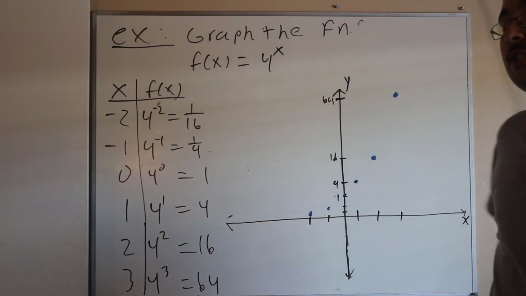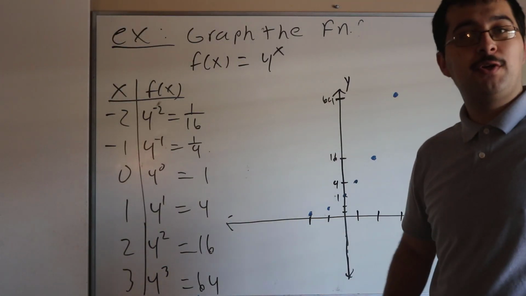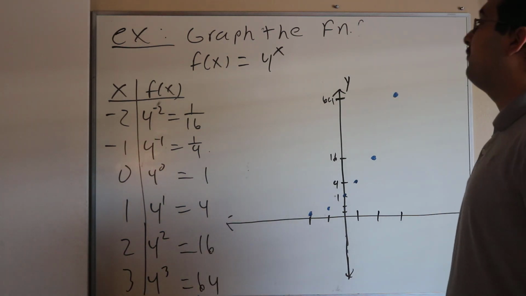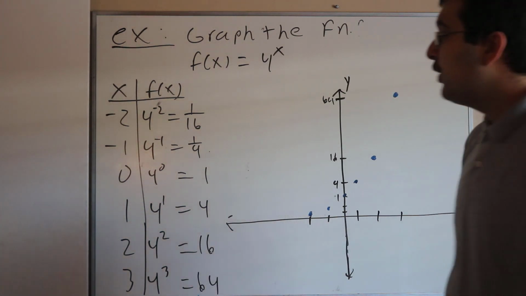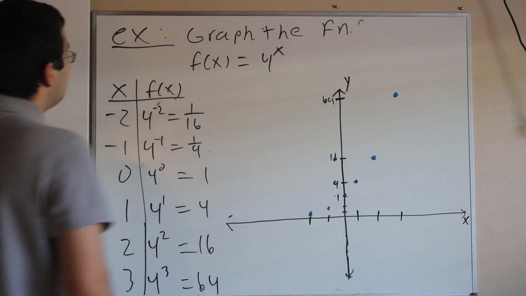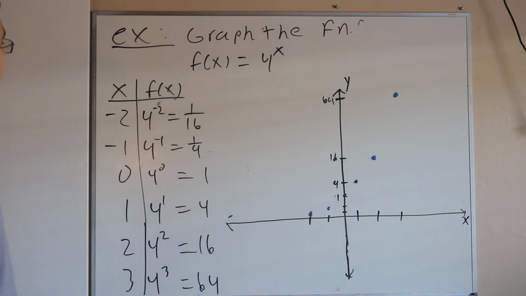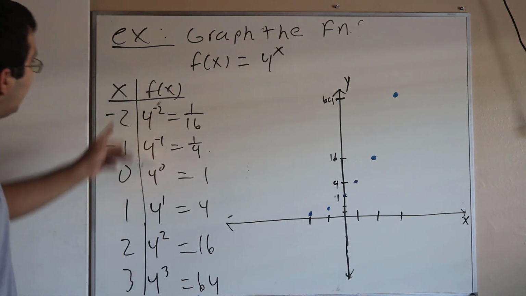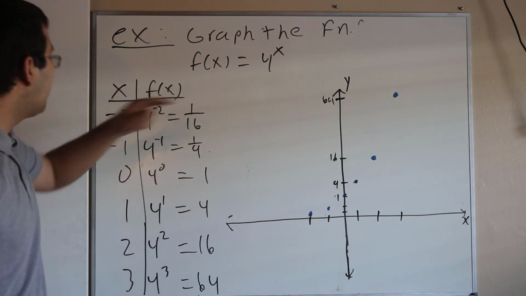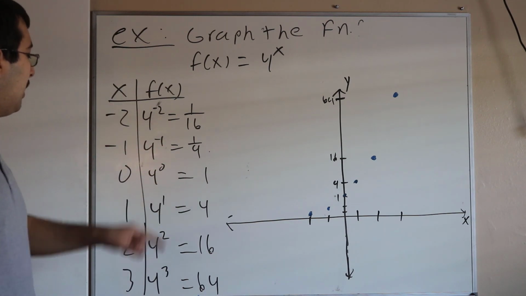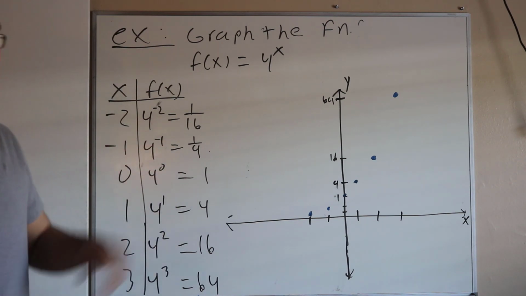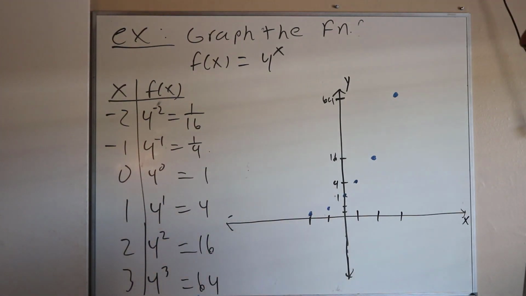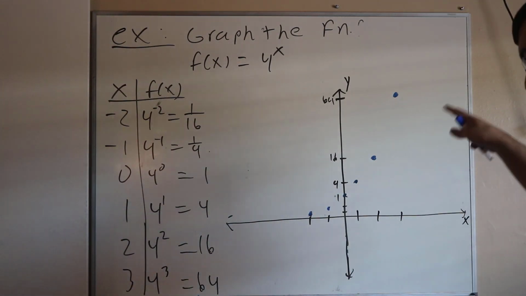Okay, so to begin our discussion of the graphs of these exponential functions, let's graph the previous function we were looking at, 4 to the power of x. If we create a list of points off to the side using the x values -2, -1, 0, 1, 2, 3, we get the corresponding function values of 1/16, 1/4, 1, 4, 16, 64. So this makes a list of points. Plotting those points gets us this on our x and y axis.